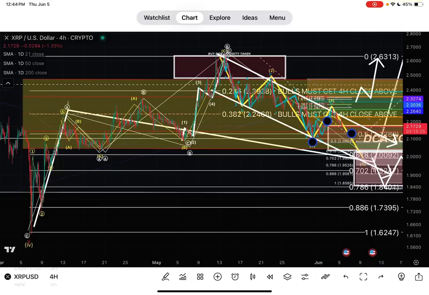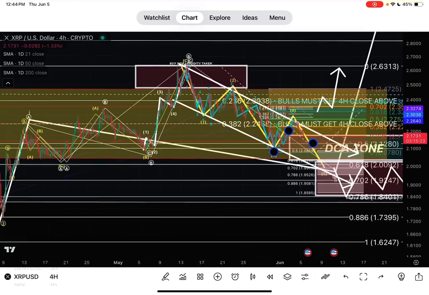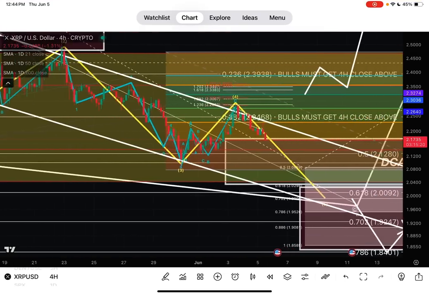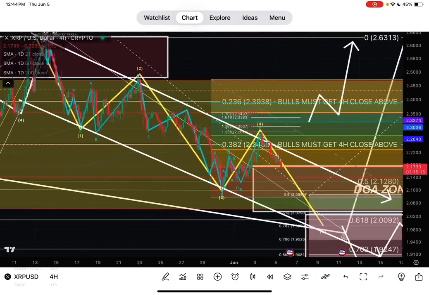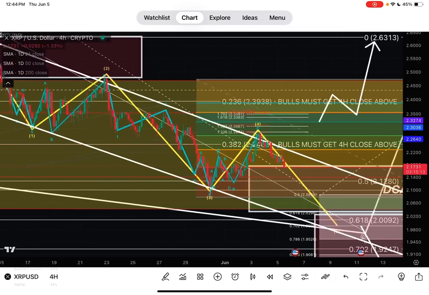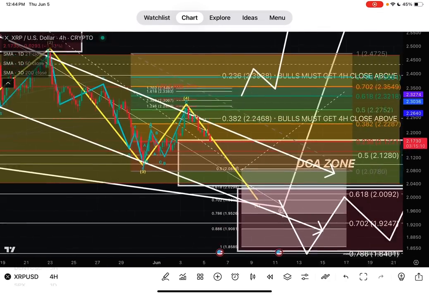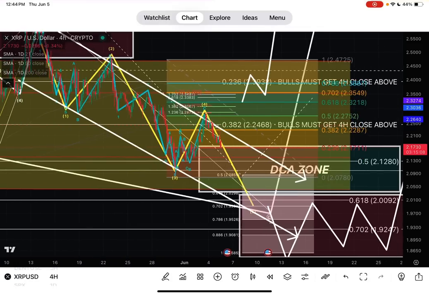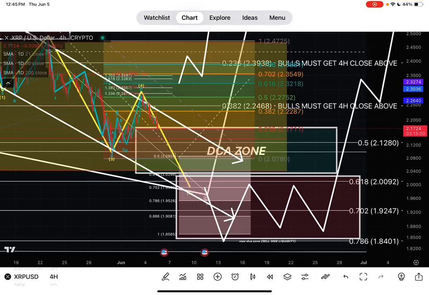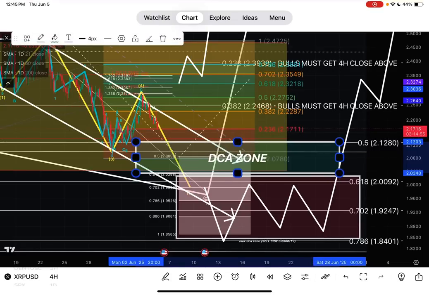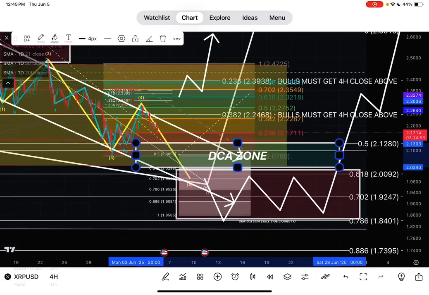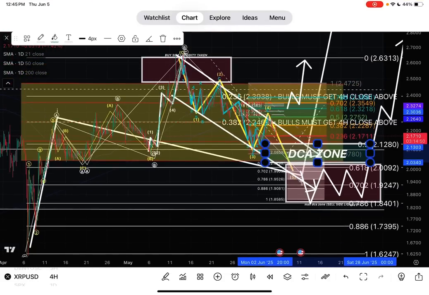Okay, so now we've been tracking this structure in the Discord level for level, and I have been walking my members throughout this correction. We're still trending down within a descending channel, and it looks like we rejected off of the 50% fib for your wave 4, and now we're coming down into the DCA zone for your wave 5. So now the DCA zone would be right here from 2.12 to 2.00 at the 50% and 61.8% fib.